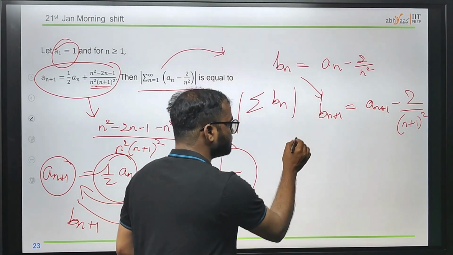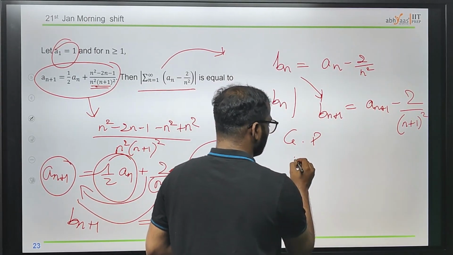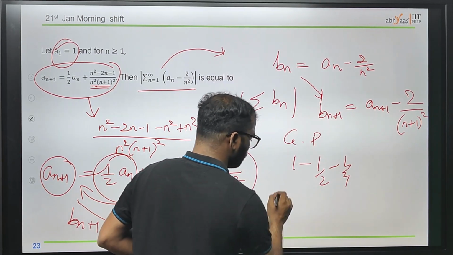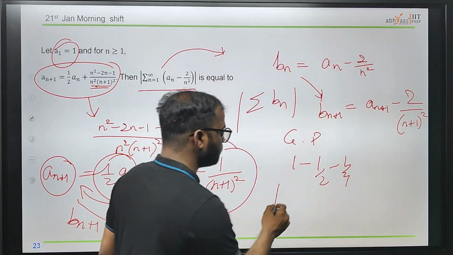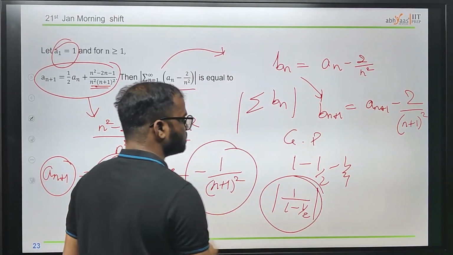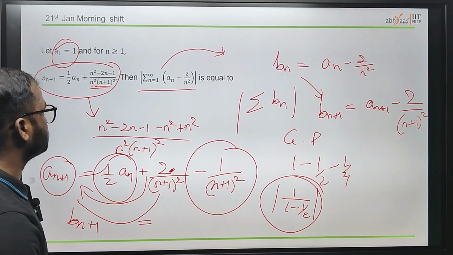After doing that we have to do the sequence, which is a series. We may get a GP series, like 1 minus 1 by 2 minus 1 by 4. We know the infinite terms of a GP sum will be 1 divided by 1 minus 1 by 2. After doing this we will get the answer of this question.